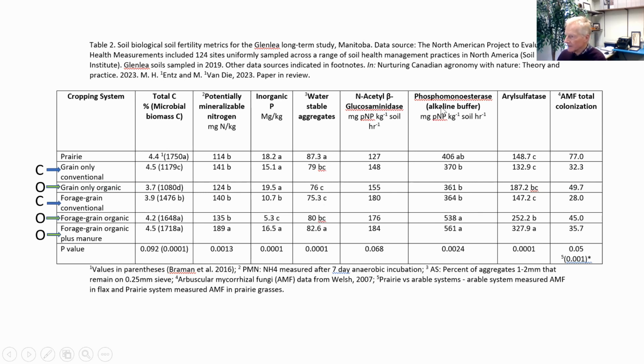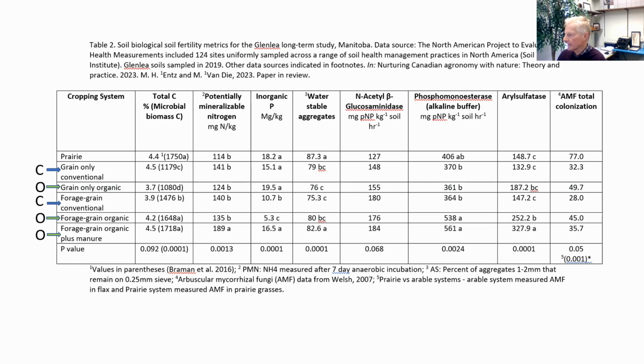And then these 3 parameters are enzymes. This enzyme breaks down carbon, this enzyme makes phosphorus available, and this enzyme makes sulfur available. And we see a lot higher enzyme activity in the organic systems generally. If we look here at aryl sulfatase, it's higher in the organic grain only and much higher in the forage grain, and significantly higher where we add the manure.